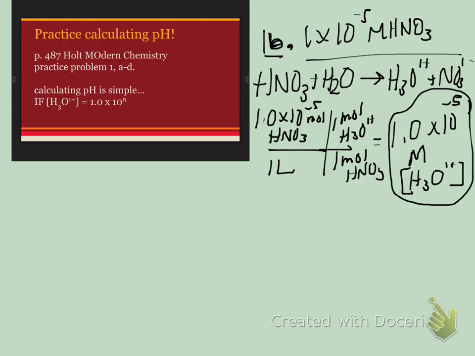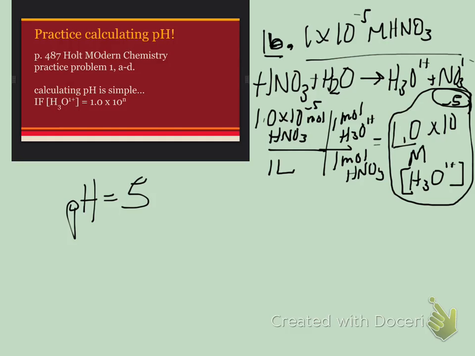Okay, if we're just calculating pH and we have the concentration of hydronium, do we have to find the concentration of hydroxide? No. We need hydronium. We've got hydronium. So based on this, because it's a 1.0 times 10 to the something, we can just say that the pH is going to be what? 5. pH equals 5. So this is mildly acidic. This is a pretty dilute solution of nitric acid. It's still a strong acid, but it's a dilute solution.